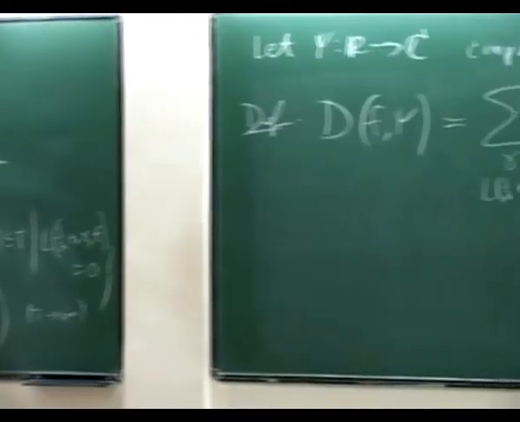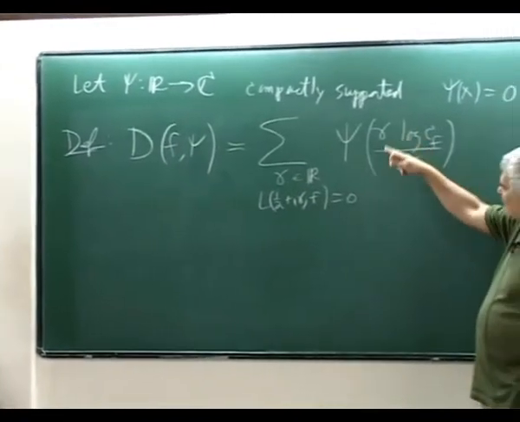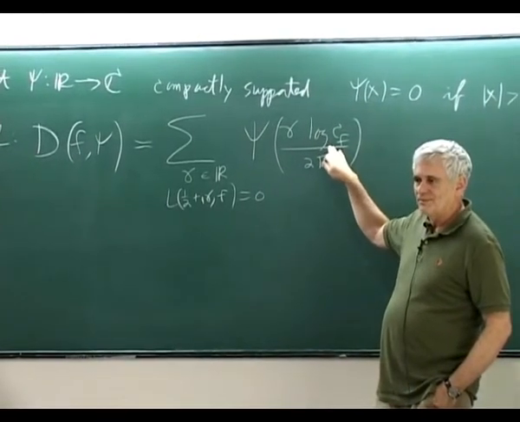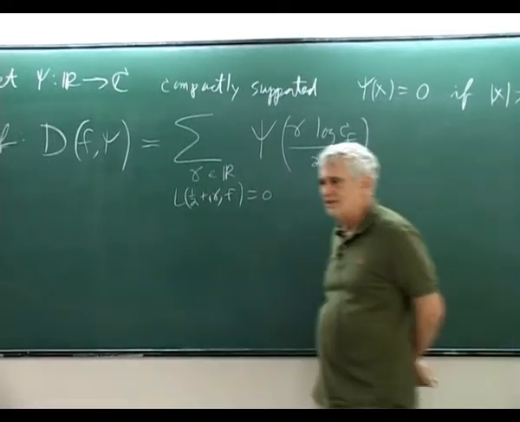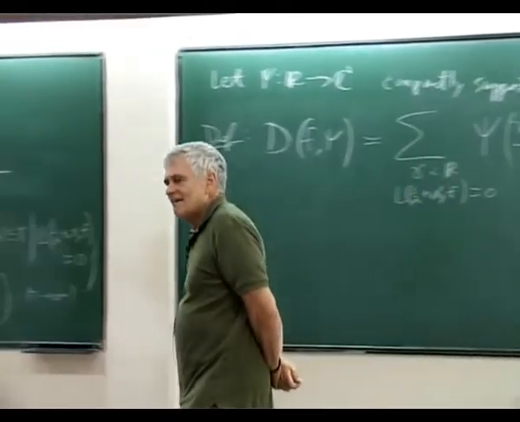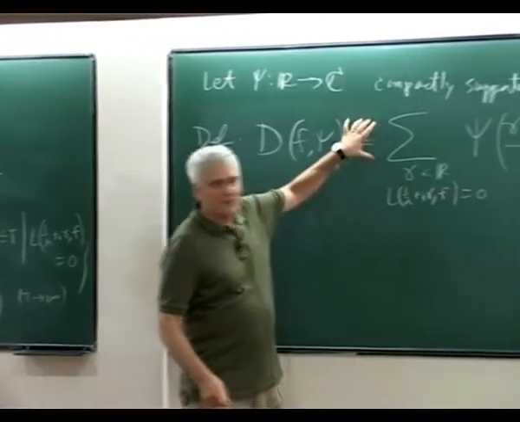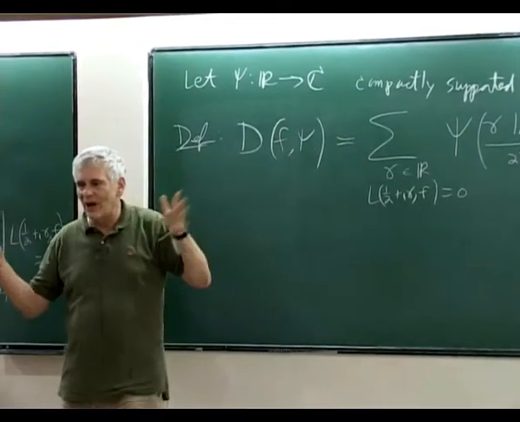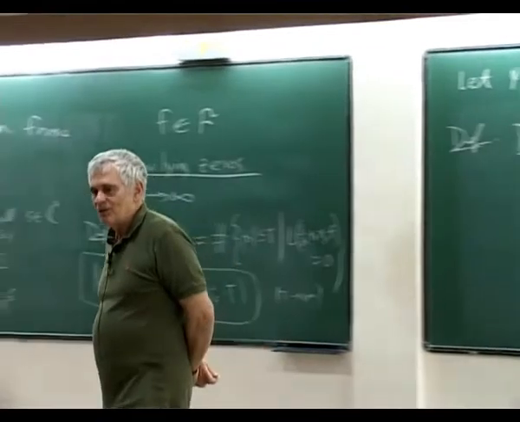Since psi has very small support, this sum is just counting the low-lying zeros. So if we can get an asymptotic formula for this sum, then we know how many zeros there are close to 1/2.